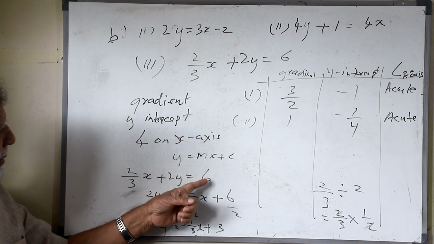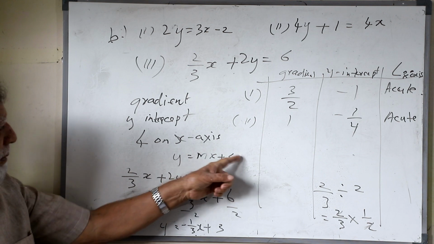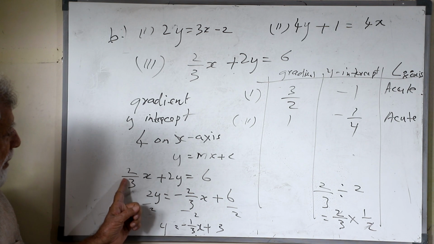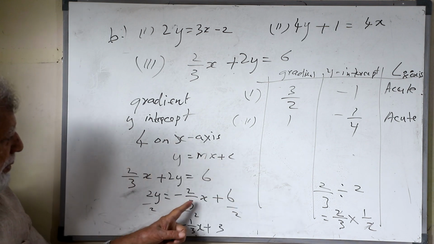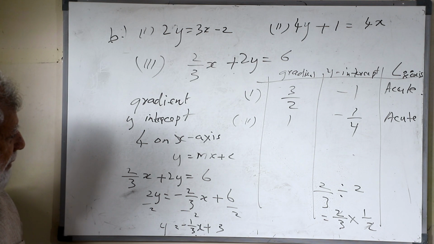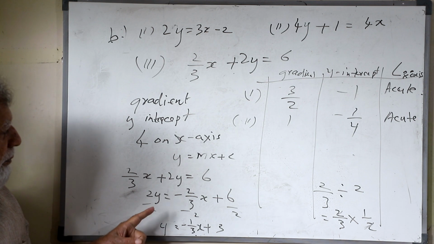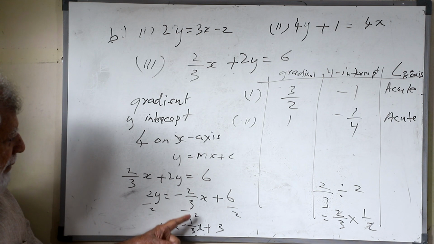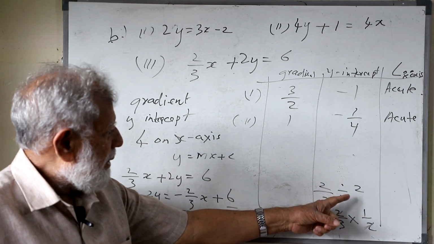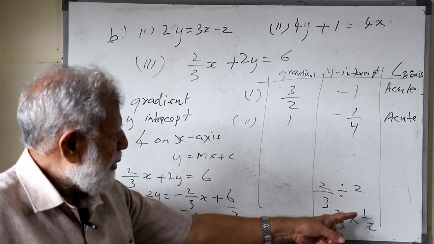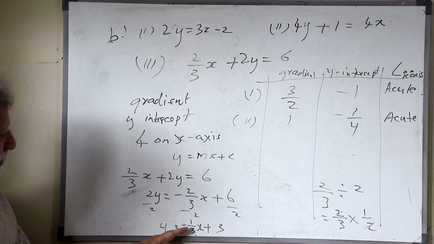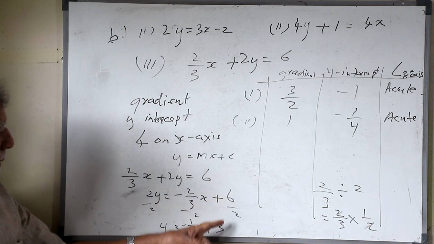2/3 x plus 2y is equal to 6. We have to arrange it in the form of y is equal to mx plus c. So we write down 2y is equal to, bring 2/3 x to that side, it becomes minus 2/3 x plus 6. Now we need y, so we divide each and every term by 2. When you divide, the 2 and 2 cancel, y. So 2/3 divided by 2 is 2/3 into half, that is 2 and 2 cancel, 1/3. So minus 1/3, and 6 divided by 2 is 3.